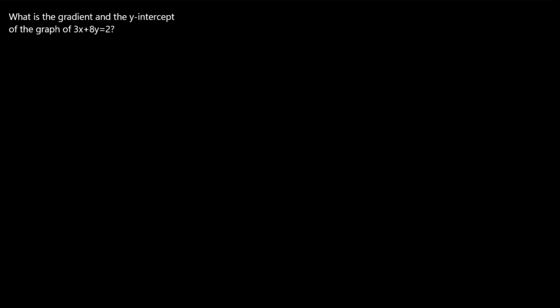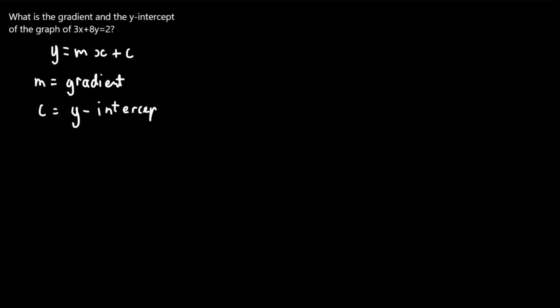Let's read it. What is the gradient and the y-intercept of the graph of 3x plus 8y equals 2? Well, normally, or sometimes at least, we've seen equations that look like this: y equals mx plus c. And when an equation looks like that, we know that m is equal to our gradient and c is equal to our y-intercept.